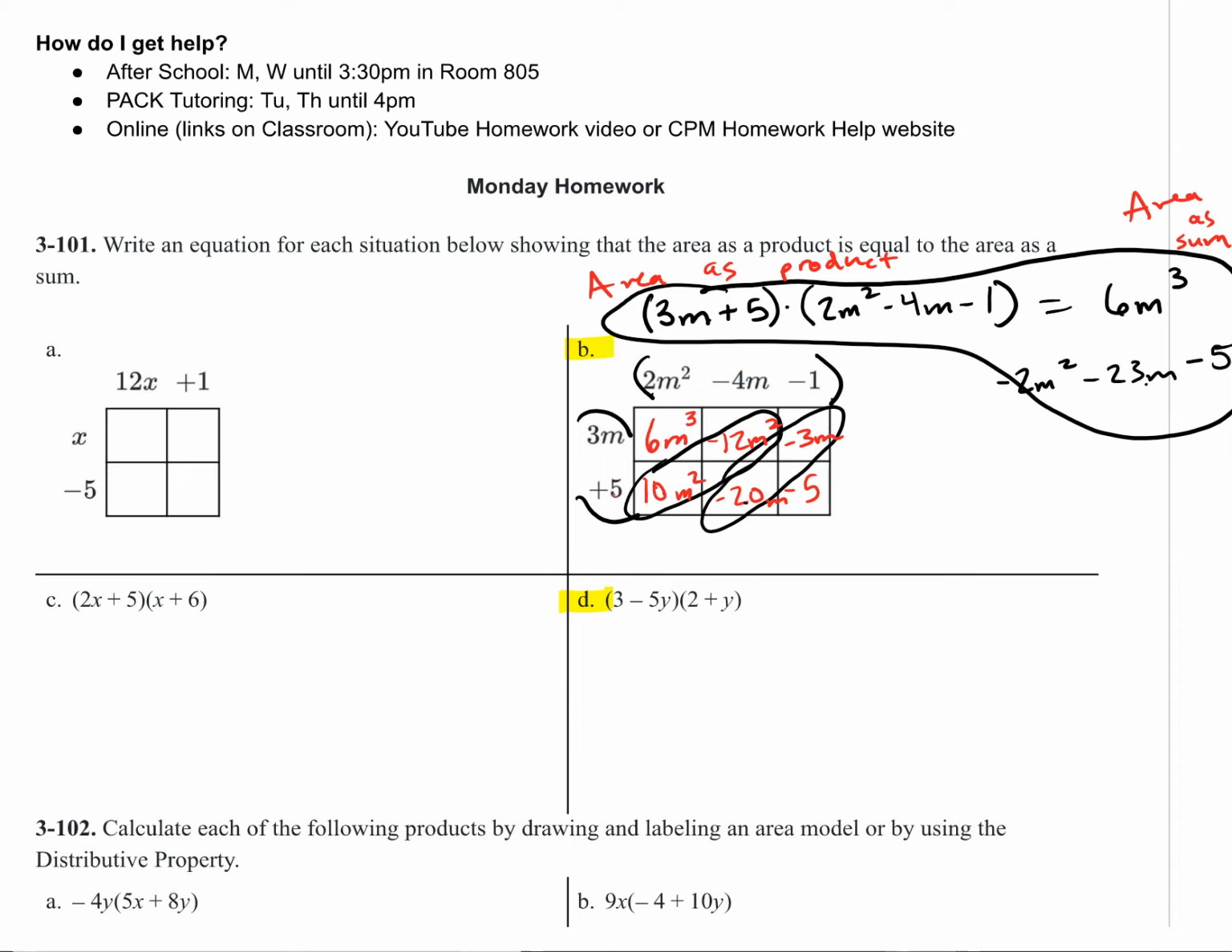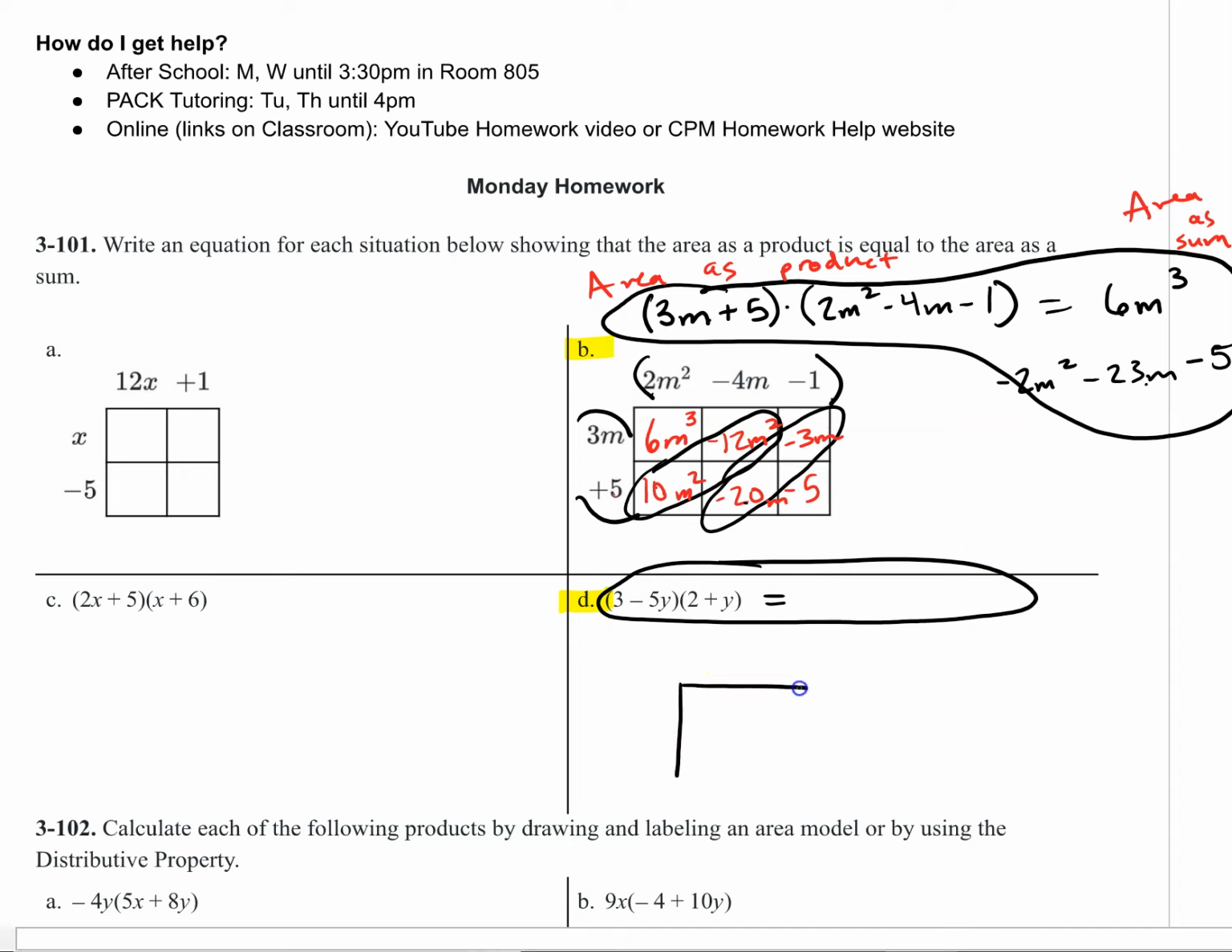Alright, for part D, they already gave us area as product. We just have to write it as a sum. This one is DYOB. Draw your own box. We've got 3 and minus 5y on one side. And then the other side of the box we have 2 plus y. And there's 2 terms here. This is a binomial. 2 terms here, that's a binomial. So this box is going to be 2 by 2.